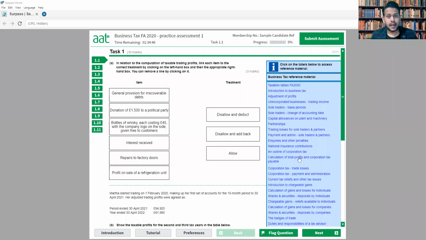Hello, everyone. In today's session, we're going to talk about the business tax, that is Finance Act 2020. We're going to practice a few questions from the AAT website, that is Sample Assessment 1. This exam is quite straightforward, and we have only 2 hours to complete 11 tasks in the exam.